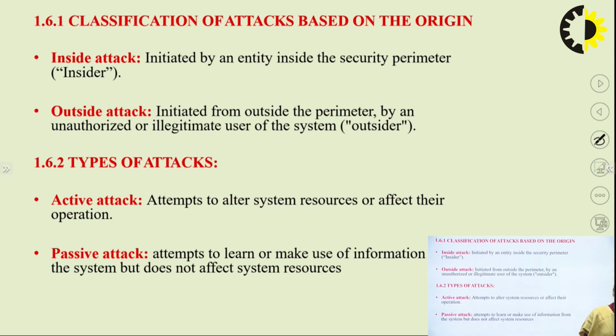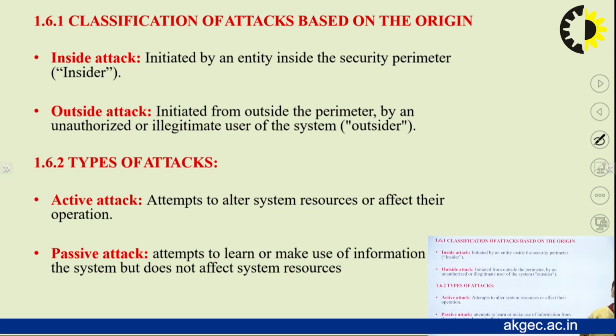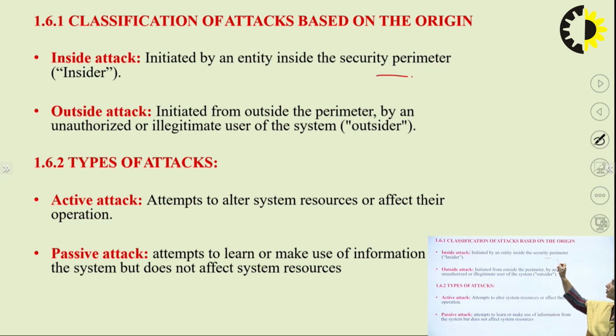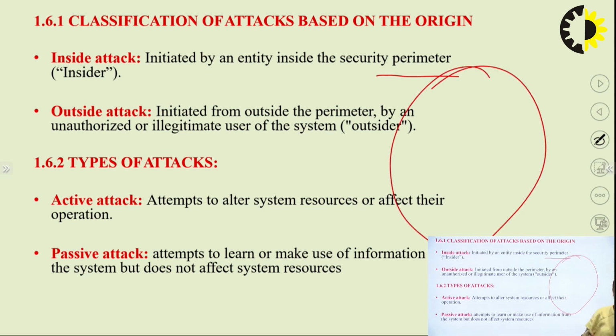Now, classifications based on the origin. First is the inside attack, which is initiated by an entity inside the security perimeter. That means the insider type of attack. If a particular perimeter or complete structure is basically shown, any entity which is inside this particular structure or inside the security perimeter is what is called an inside type of attack.